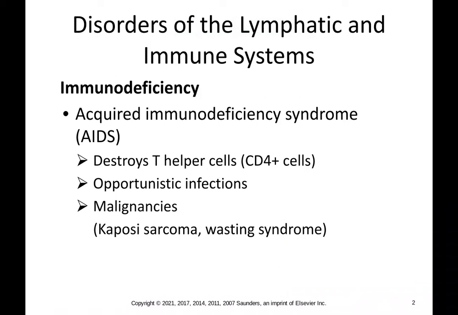Immunodeficiency. One form of immunodeficiency is acquired immunodeficiency syndrome, which is AIDS. This destroys T helper cells and makes the individual susceptible to opportunistic infections. There are also malignancies that come along with that, such as Kaposi sarcoma and wasting syndrome.